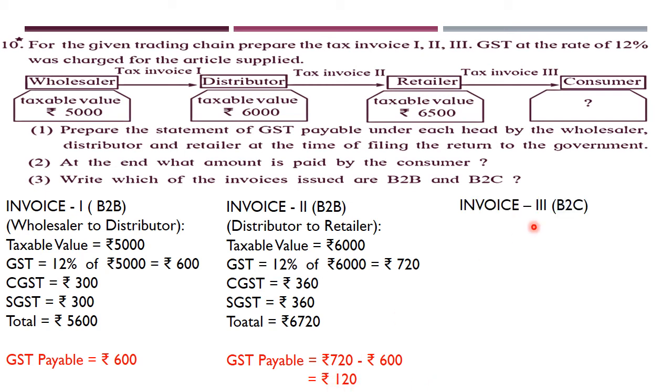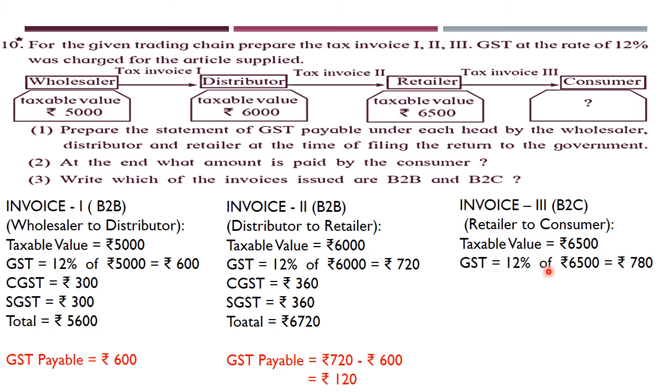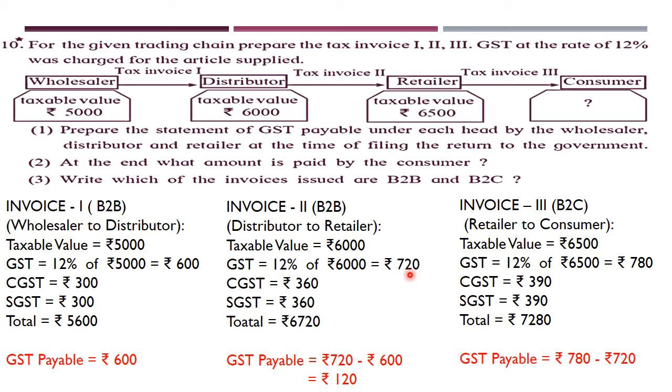Next is invoice 3, which is from business to consumer, that is retailer to consumer. Taxable value here is 6,500. Again GST will be 12% of 6,500, that is rupees 780. CGST will be half of it, 390. Hence SGST is also 390, and the total amount will be 7,280. Again the GST payable here: the tax collected while sale is 780 and tax paid while purchase is 720. So 780 minus 720 will be the GST payable at this stage. That is rupees 60.